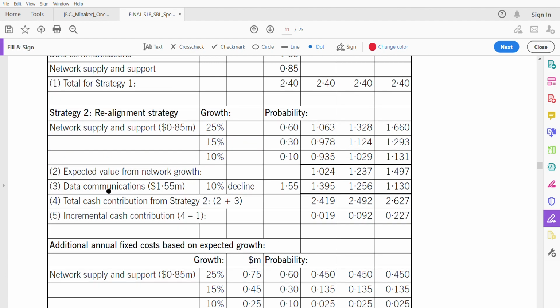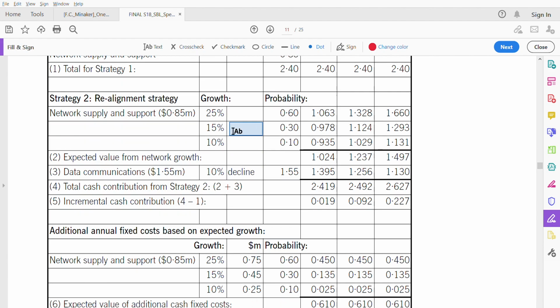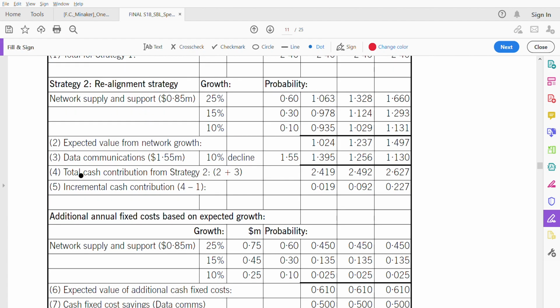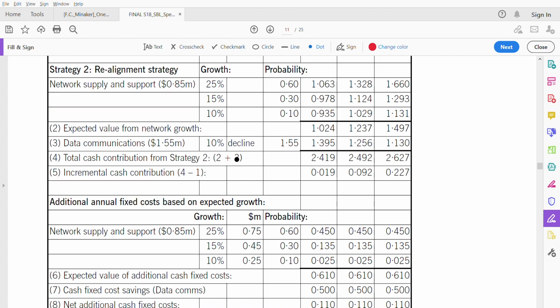And then the data communication. The 10% decline from 1.55. Then they have got the total cash contribution and the incremental cash contribution. They have also given here how they have done the work. Like for 4, they have done 2 plus 3, that is expected value and the data communication. And the incremental cash is 4 minus 1.